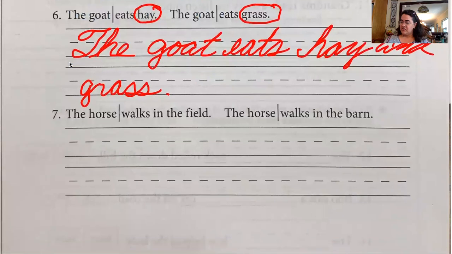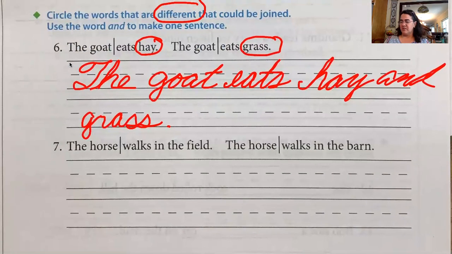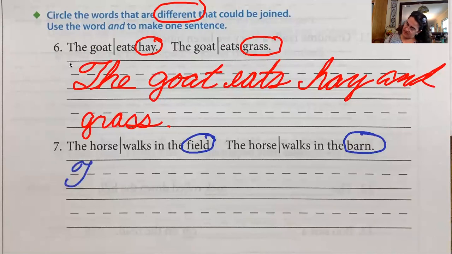We now have to circle the words that are different that could be joined and use the word and to make one sentence. So, the horse walks in the field or the horse walks in the barn. So, field is different than barn. So our new sentence should read how. How would you make this into a new sentence, please? Trinity. The horse walks in the field and the barn. Very good. Go ahead and write it down.